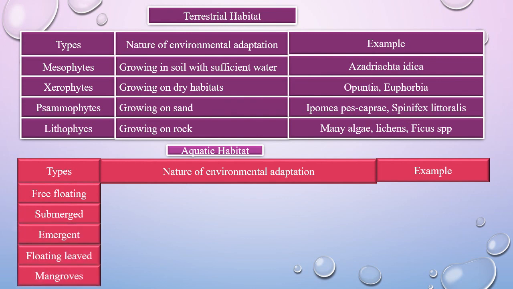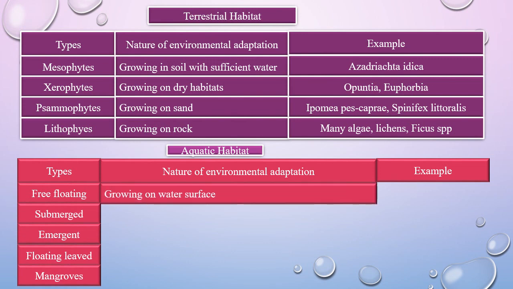First we will see about the free floating. Free floating means the plants which are totally growing on the water surface. It will have succulent leaves and the roots will be protected with root caps. Examples for free floating plants are Eichhornia, Pistia, Lemna and Trapa.